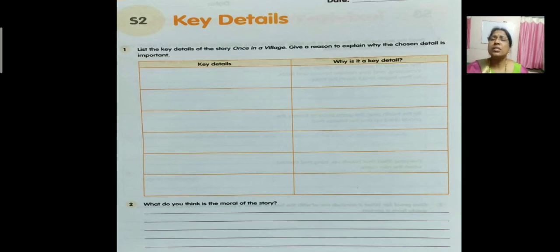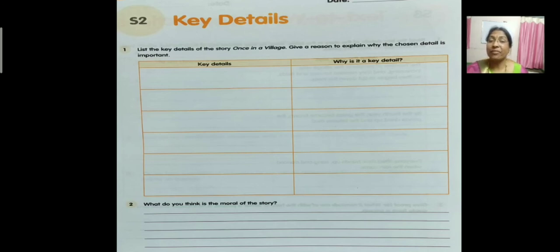So here, the next key detail, what will you write? What is next in the story? Yes, very good. The number of people increased in the village, isn't it? Okay, so when the number of people increased in the village, what did the village people do? So you can write in the next key detail, the number of people in the village increased, so they began to cut down the trees. Okay, so now why have you selected this as a key detail? Yes, because it is the beginning of the problem, isn't it?